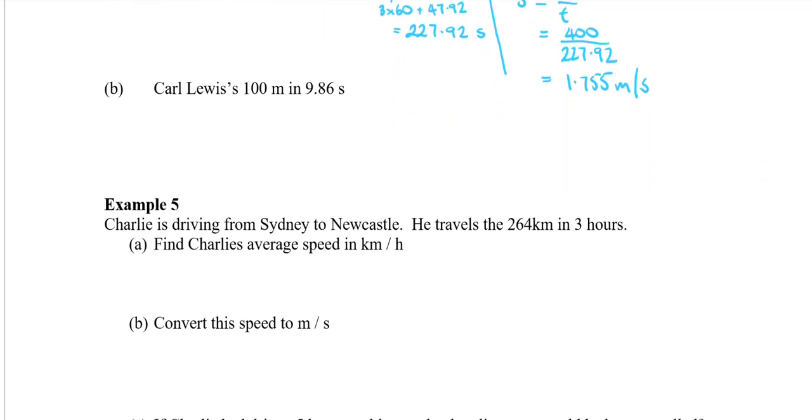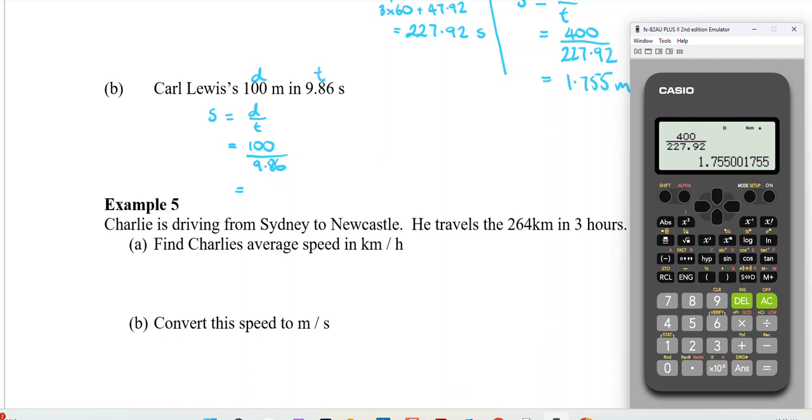Part B, Carl Lewis, he did the 100 metre sprint in 9.86 seconds. So the 100 metres is his distance, and the 9.86 seconds is a time. They are in the right units because I have metres and seconds. So we put this in our formula. Speed equals distance over time. The distance is 100. The time is 9.86. And dividing them, you get 10.14. Let's do 2 decimal places.